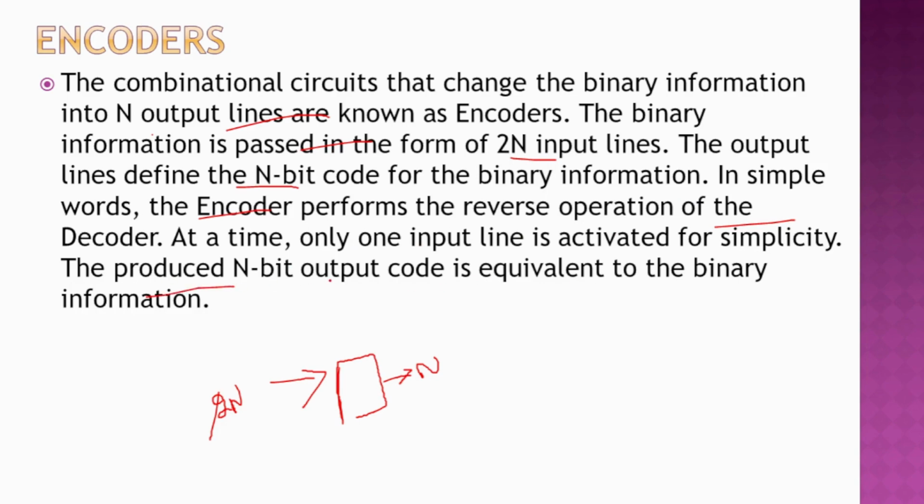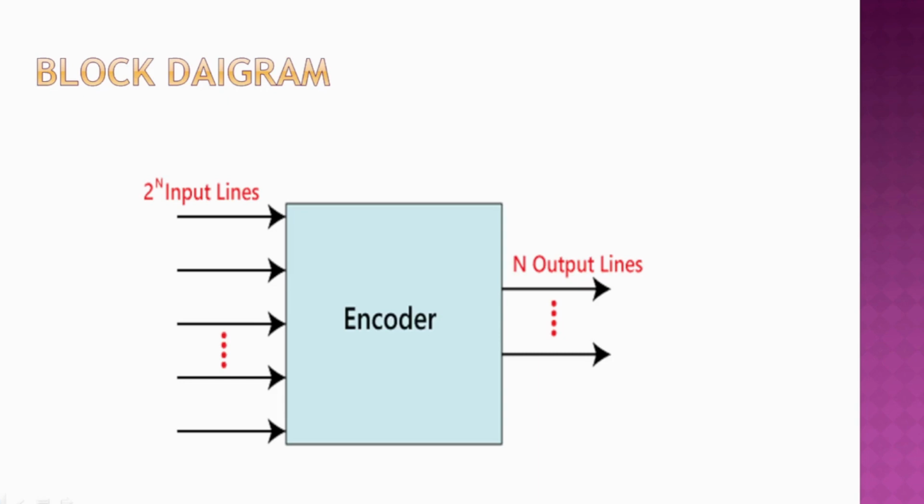So it produces an n bit output, and this n bit output is equivalent to the binary information. The binary information means either it will be 0 or 1. This is the block diagram of the encoder. You provide 2 to the power of n input values, and you will get the output as only n values.